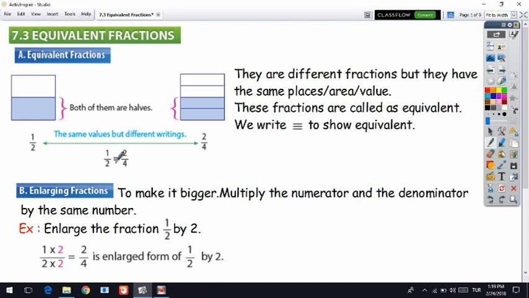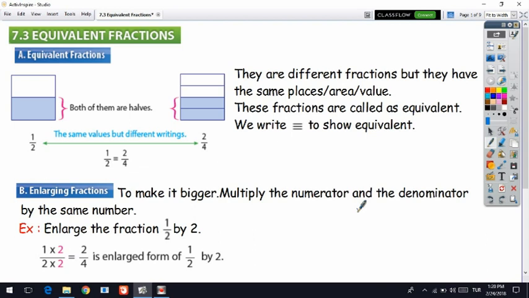So we have two ways. First of all, I am going to teach you in this section enlarging fractions. The other one I am going to teach you in 7.4 is simplifying fractions. We have two ways to get equivalent fractions. Now, let's talk about enlarging. Enlarging means to make it bigger. How can you make it bigger? You have to multiply the numerator and denominator by the same number.